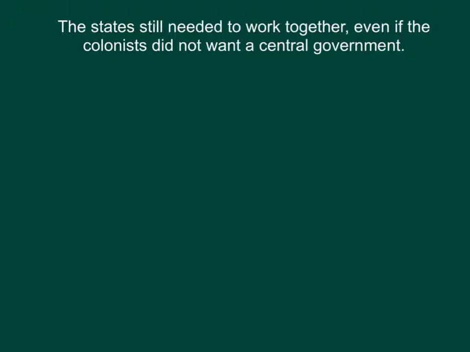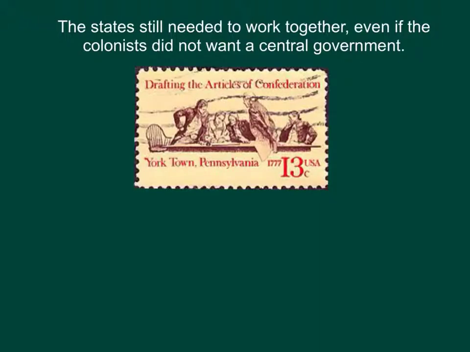Although the states did not want a central government, they needed to work together as one country. The Continental Congress created a plan for a national government. The plan was called the Articles of Confederation. The Articles created a weak national government and left most power with the states. The states accepted the Articles in 1781.